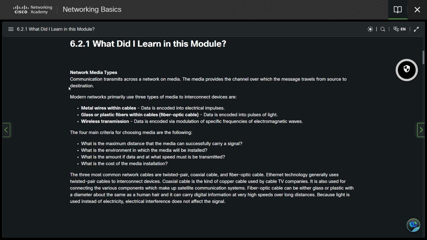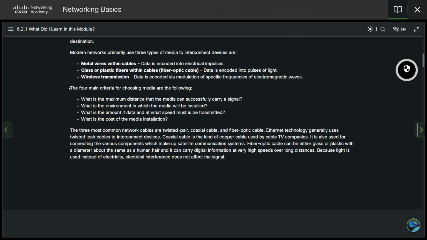The four main criteria for choosing media are the following. What is the maximum distance that the media can successfully carry a signal? What is the environment in which the media will be installed? What is the amount of data and at what speed must it be transmitted? And what is the cost of the media installation?